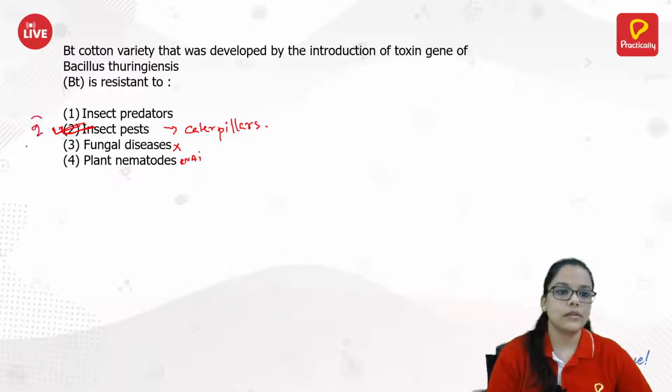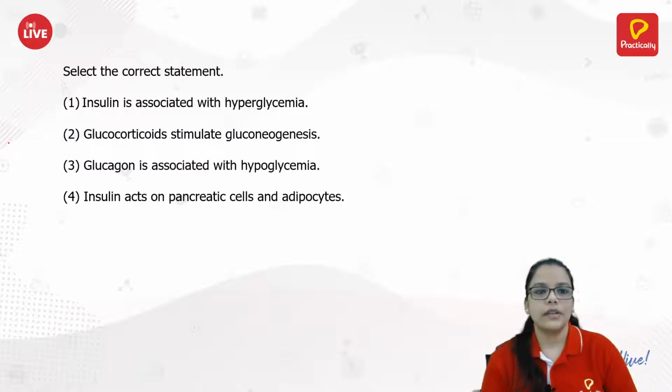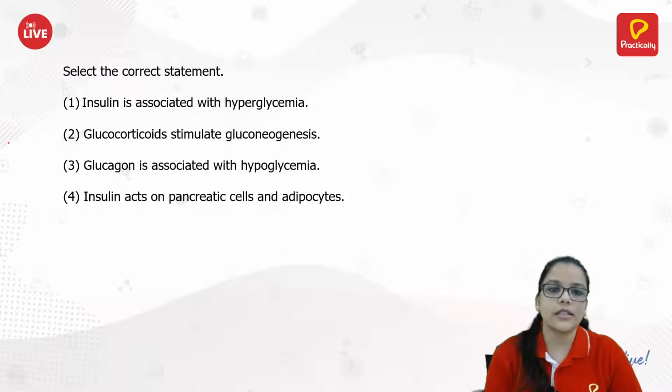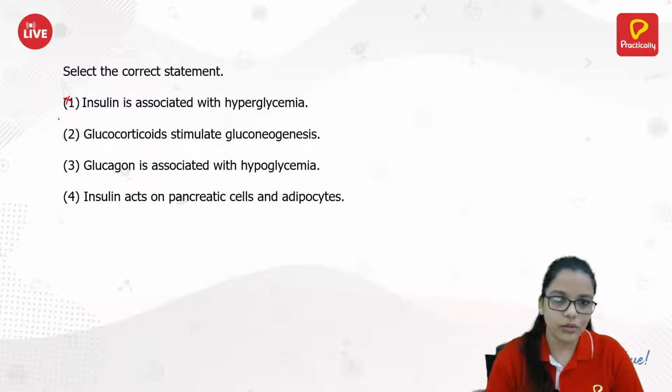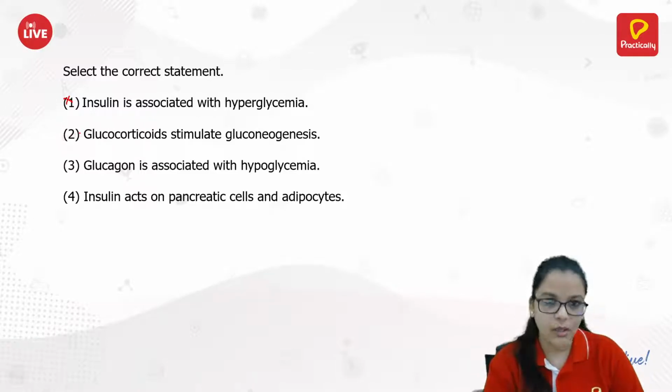Okay, answer is 2. Select the correct statement. Insulin is associated with hyperglycemia. No, that is wrong. Glucocorticoids stimulate gluconeogenesis. Okay, that might be correct. We'll come back to it again.